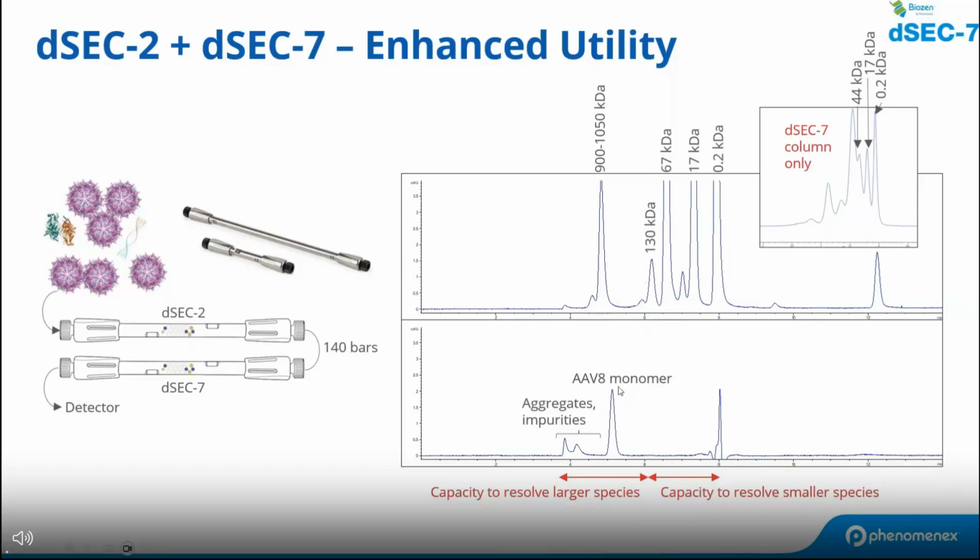Now, if you imagine you have your AAV8 eluting around here, then you can look at your impurities and the aggregates over here, as well as the lower molecular weights, or the hydrodynamically smaller species, on this side. So within the same run, one run of basically 15 minutes, you'll have this enhanced capacity to separate both the large species as well as the smaller species.